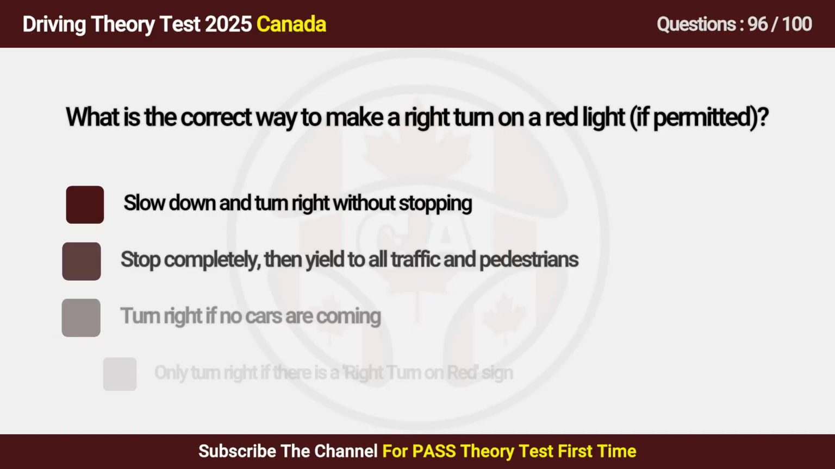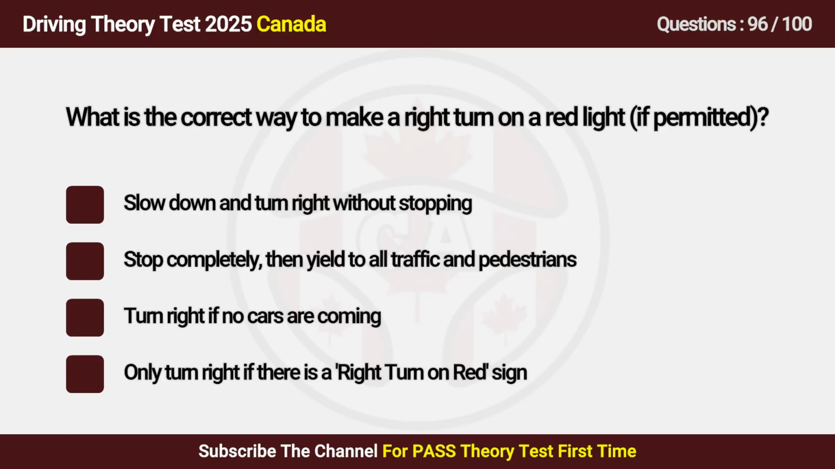Question 96. What is the correct way to make a right turn on a red light if permitted? A. Slow down and turn right without stopping. B. Stop completely, then yield to all traffic and pedestrians. C. Turn right if no cars are coming. D. Only turn right if there is a right turn on red sign.